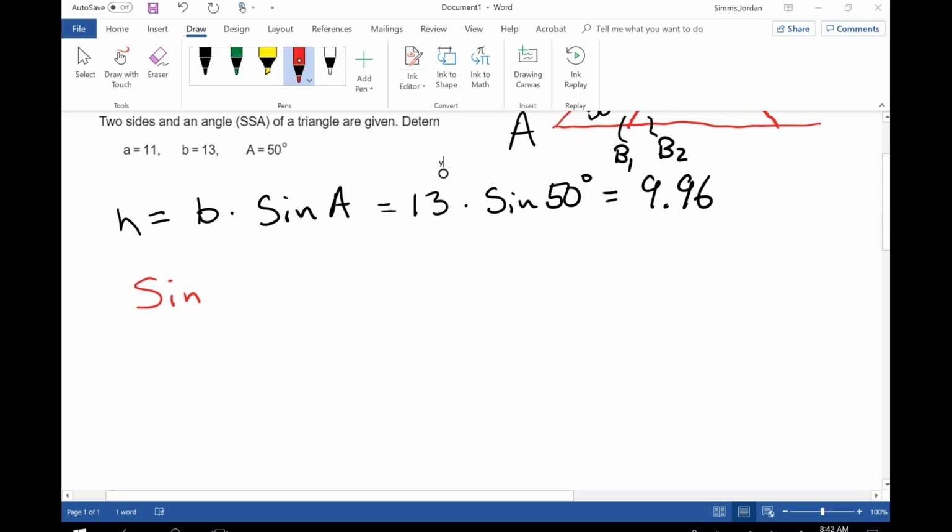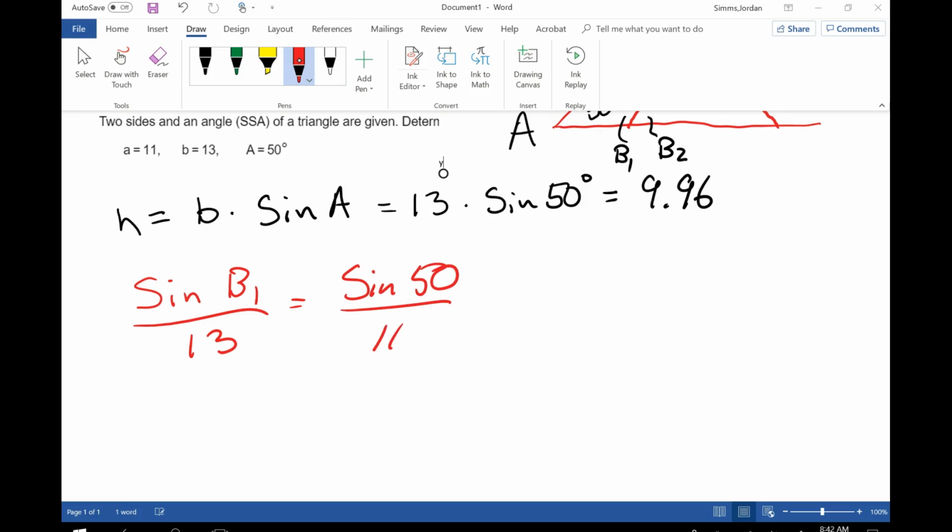Get out of there. So the sine of B1 over the side B1, which is 13, is going to equal the sine of A, which is the sine of 50 over 11, right? So we're going to go after that. I have my notes here just to save you from watching me use the calculator. Remember we cross multiply here. The sine of B1 comes out to a crazy decimal, 0.9053.